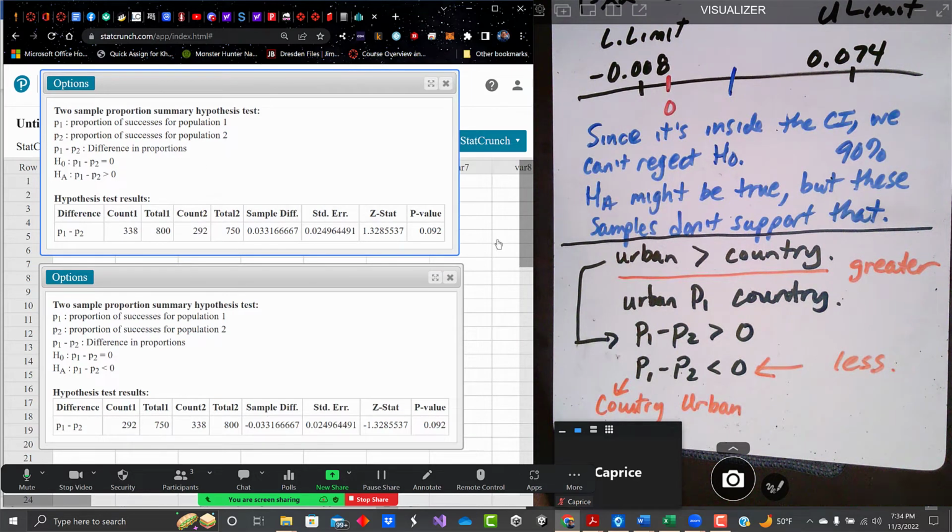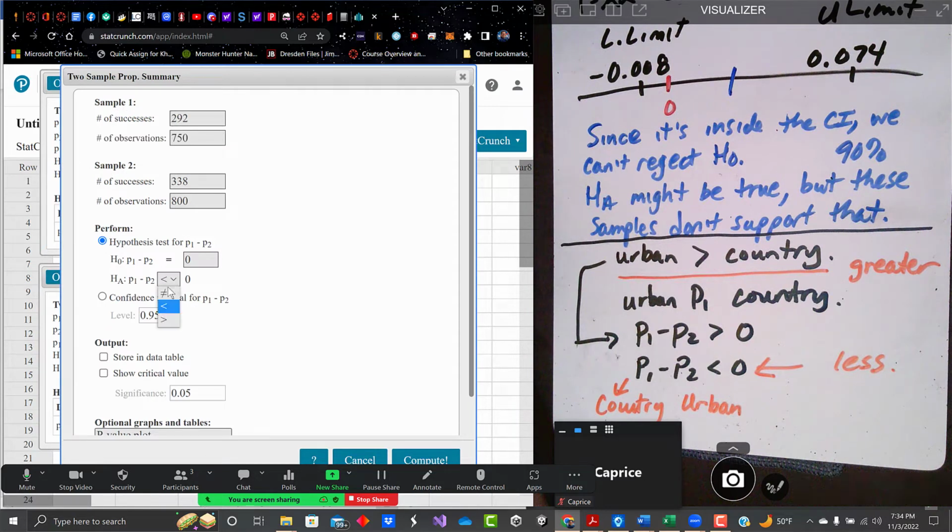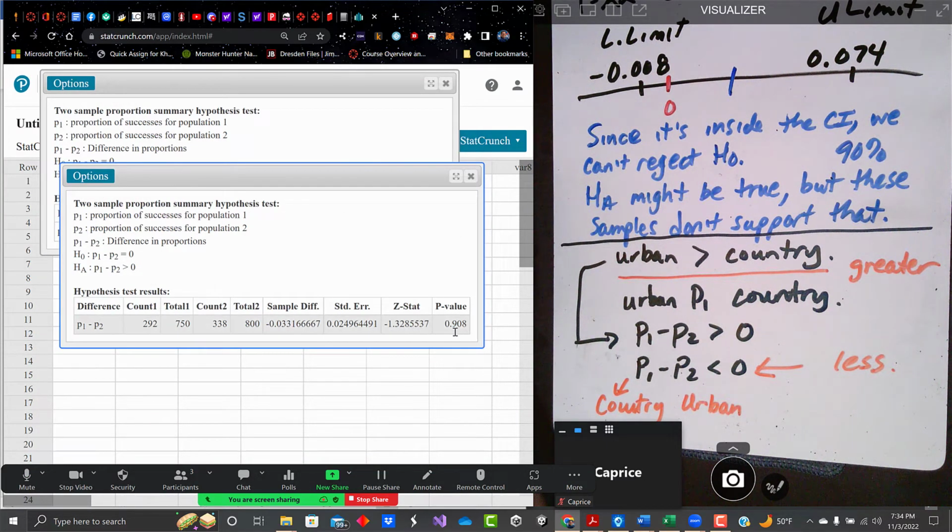On one of them, the one with the greater than sign, the z-stat is positive. The other one is negative. But the thing I'm basing my decisions on is the p-value. And the p-value is the same. If I put the wrong symbol here, notice my p-value is wrong.